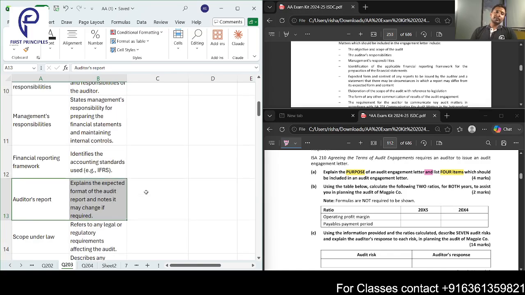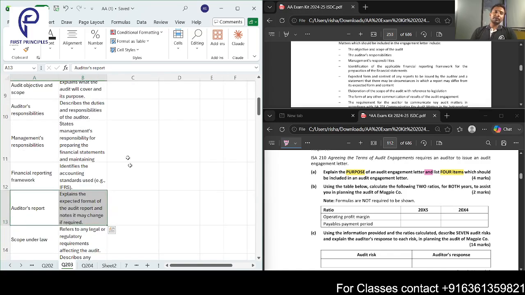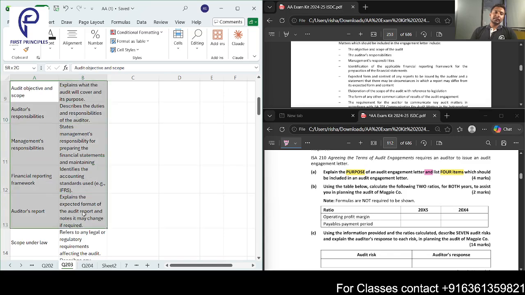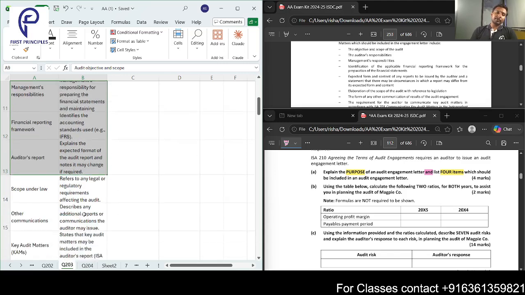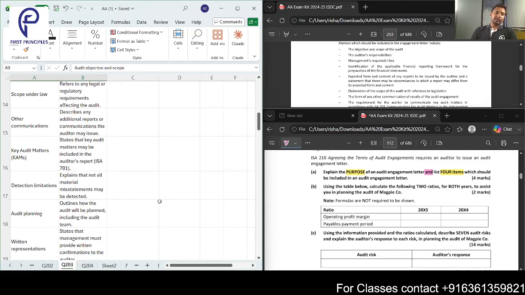Okay, we've already looked into 5 things that will be in the audit engagement letter: what the audit will cover and its purpose, auditor's responsibilities, management responsibilities, the framework, and the auditor's report. Next, we'll look into the next 5.